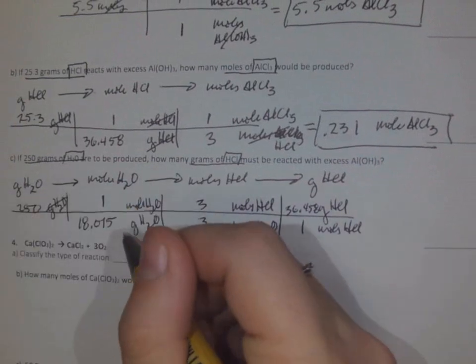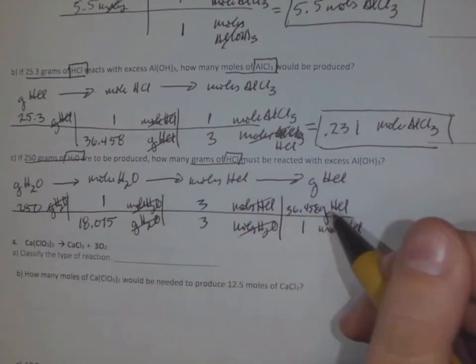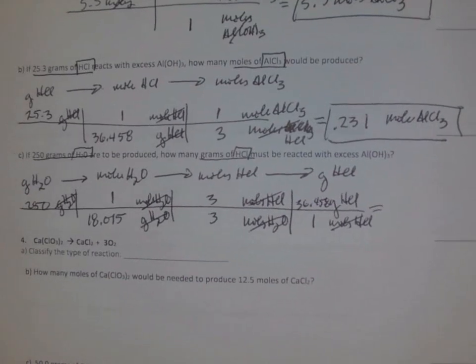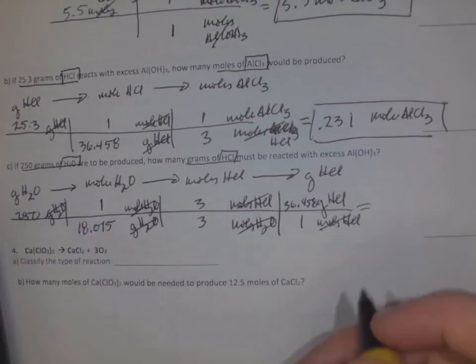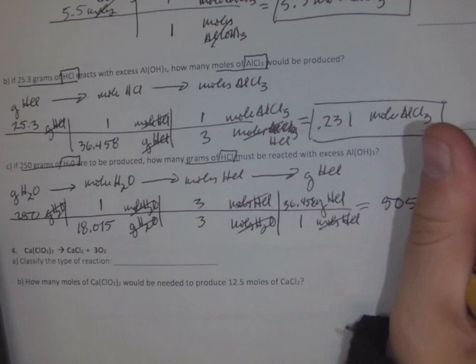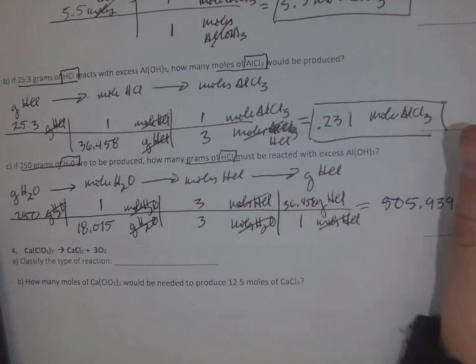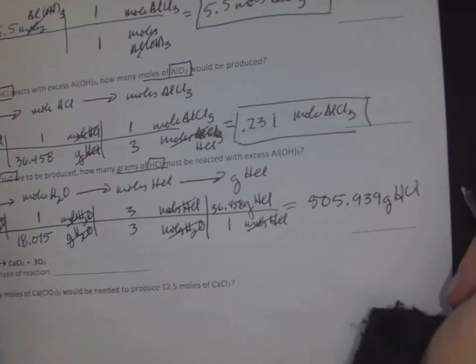Grams of water cancels, moles of water cancels, moles of hydrochloric acid cancels. And I'll plug it in my goalpost. So I have 250 times by 1 times by 3 times by the 36.458 close parentheses divided by open parentheses 18.015 times by 3 times by 1 close parentheses. And we got 505.939 grams of HCl.